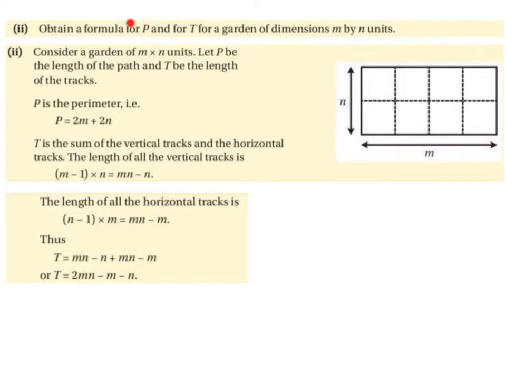Obtain a formula for P and for T for a garden of dimensions m by n units. So P being the perimeter of the entire garden, or the path around the garden, the perimeter of the entire rectangle, and T being the tracks. Consider a garden of m by n units. Let P be the length of the path, so the path around the edge, so the perimeter, and T be the length of the tracks. P, the perimeter, is going to be P equals 2m plus 2n.